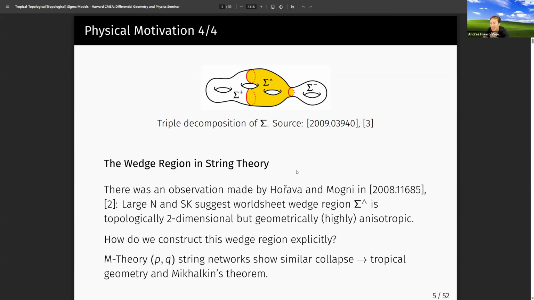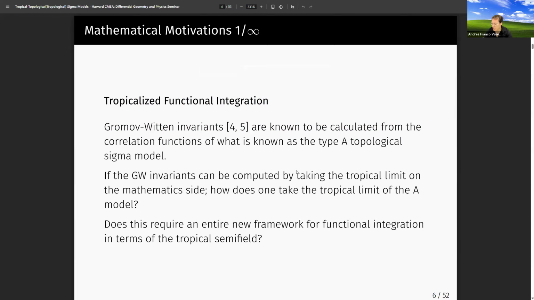And there was another hint from mathematics literature, specifically in algebraic geometry, by this mathematician called Mikhalkin. Mikhalkin essentially said that if you want to compute the Gromov-Witten invariants of some sort of symplectic geometry, what you can do instead is look at the so-called tropical limit of that symplectic geometry, and it should give you the same calculation. And so we're going to use that as a check in order to actually construct these field theories. So there is a mathematical motivation behind this.